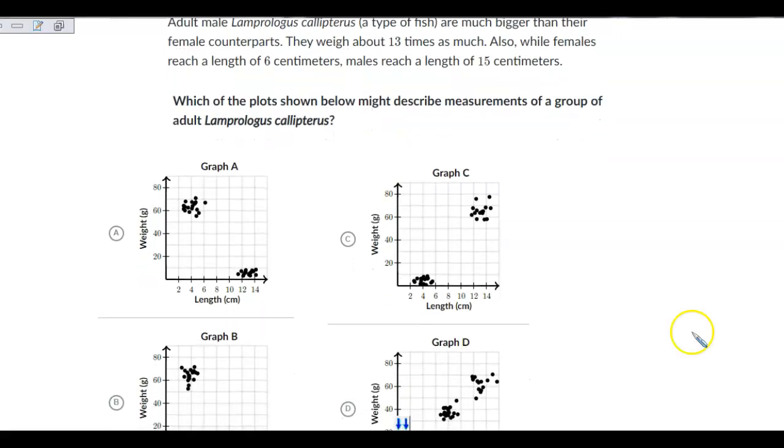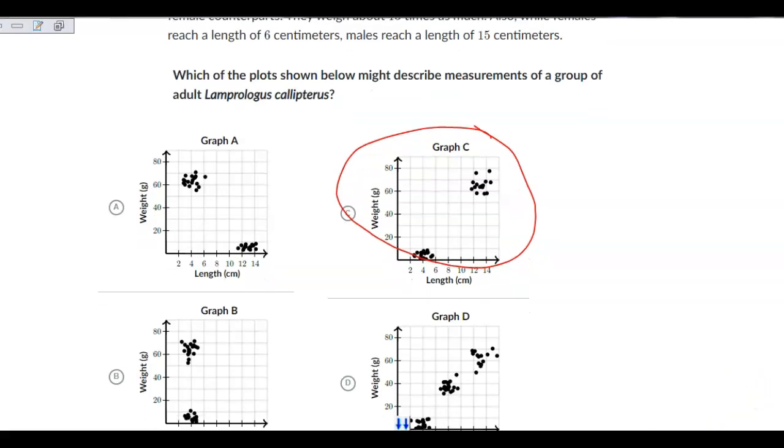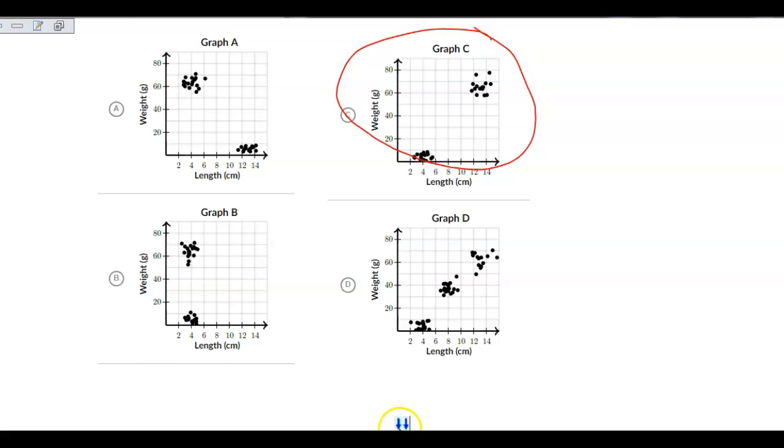I think that probably looks right, because 13 times as much, you'd expect to be a large gap. I think it's C. I know we haven't finished looking at them, but I think that one really represents it. The only other one that's very similar would be D, but they have this group in the middle. And what do you think might explain this group in the middle? Okay, so maybe these are younger males. That would be the only case I could think here is that they're not fully grown. They are heavier, but they're not as long as the adult males.